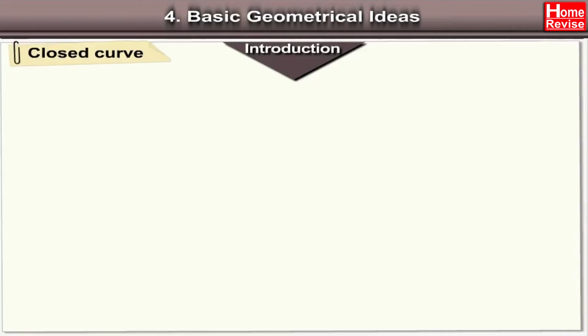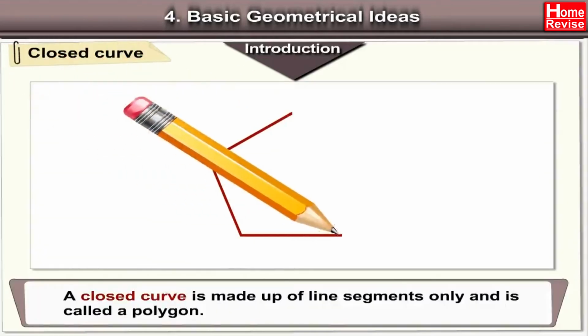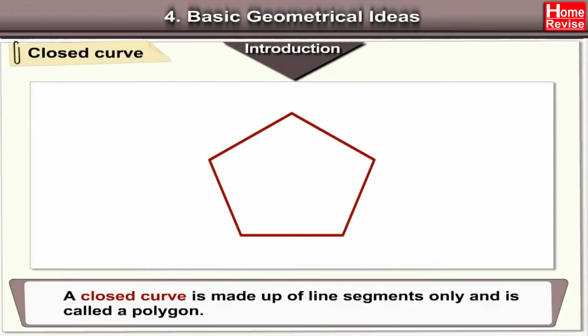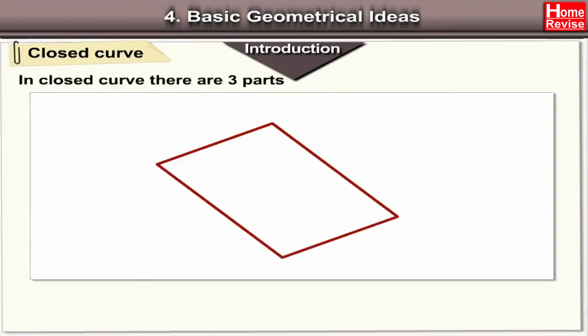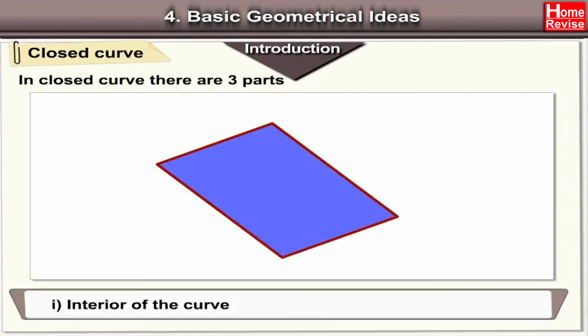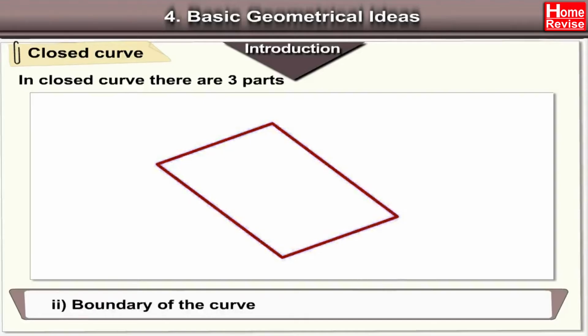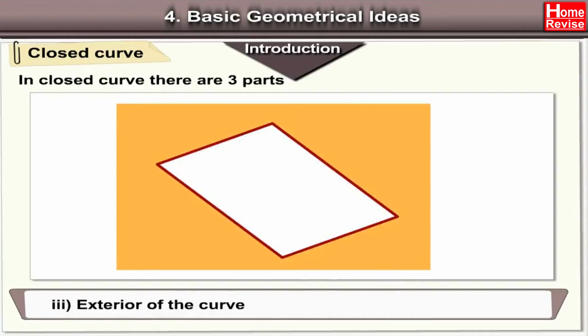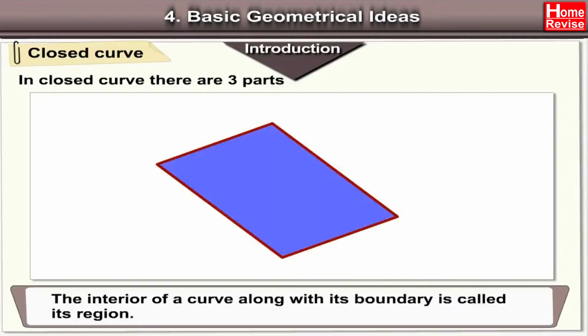Closed curve. A closed curve is made up of line segments only and is called a polygon. In a closed curve, there are three parts. Number 1 is the interior of the curve. Number 2 is the boundary of the curve. Number 3 is the exterior of the curve. The interior of the curve along with its boundary is called its region.